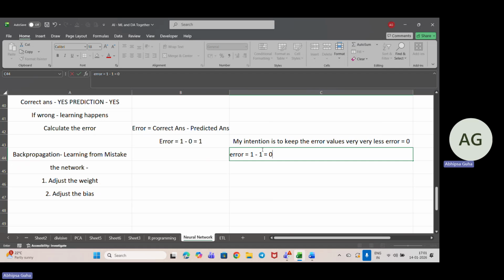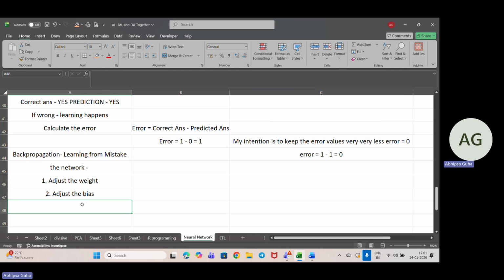So backpropagation is learning from mistakes, that is, from the network. So we adjust the weight and we adjust the bias, and we try to reduce the error. Sorry, really sorry, we try to reduce the error. Okay, so this is basically my intention.